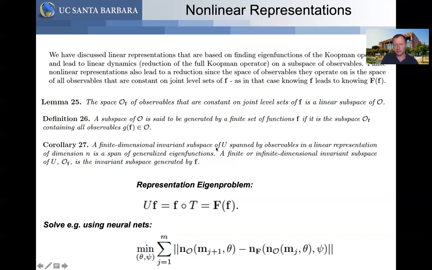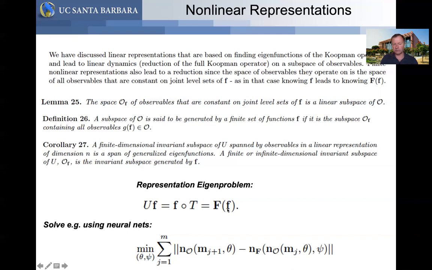And so a finite dimensional invariant subspace of U spanned by observables in a linear representation of dimension n is a span of generalized eigenfunctions. But a finite or infinite dimensional invariant subspace of U, OF, is the invariant subspace generated by F. So the question is, in the case when one has the infinite dimensional invariant subspace, is there a closure for that set of functions F? What that means is that the action of U on F would be given by some finite dimensional map, capital F, acting on F, and this map we call an eigenmap.